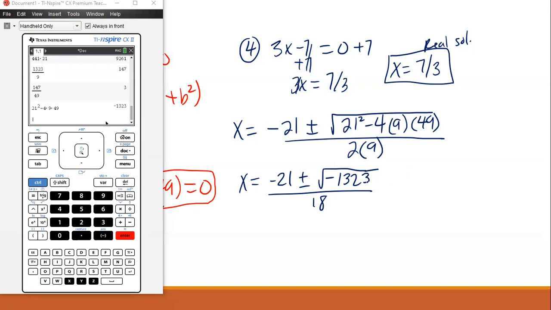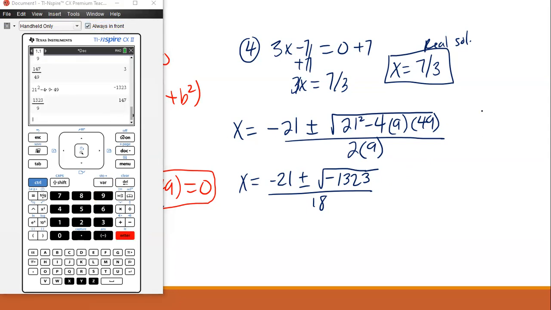So when I look at 1323, I can see that it is divisible by 9. How do I know it's divisible by 9? Because if I add up the values of the digits, it equals 9. And if the digits add up to equal a multiple of 9, then it's going to be divisible by 9. So we have 1323 divided by 9. And that leaves me with 147.